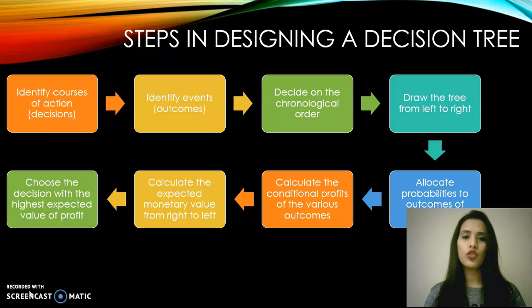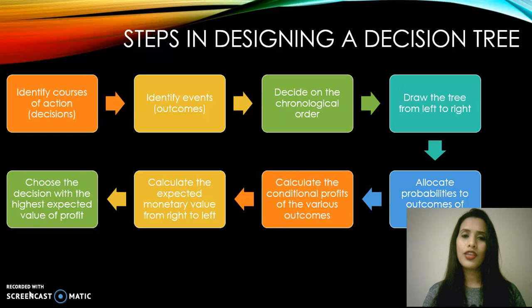Once this is done, you will then calculate the conditional profit of the various outcomes. This is also known as the payoffs that you can expect from the different outcomes. The following step involves calculating the expected monetary value from right to left of your tree, and this is known as the backward pass. This is where you multiply the various probabilities by the conditional profits to get the expected values. And finally, you will choose the decision that has resulted in the highest expected value of profit.